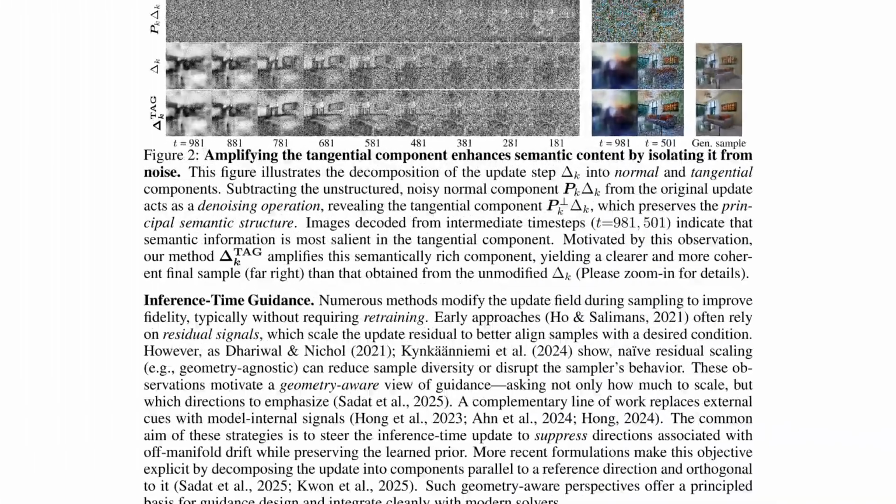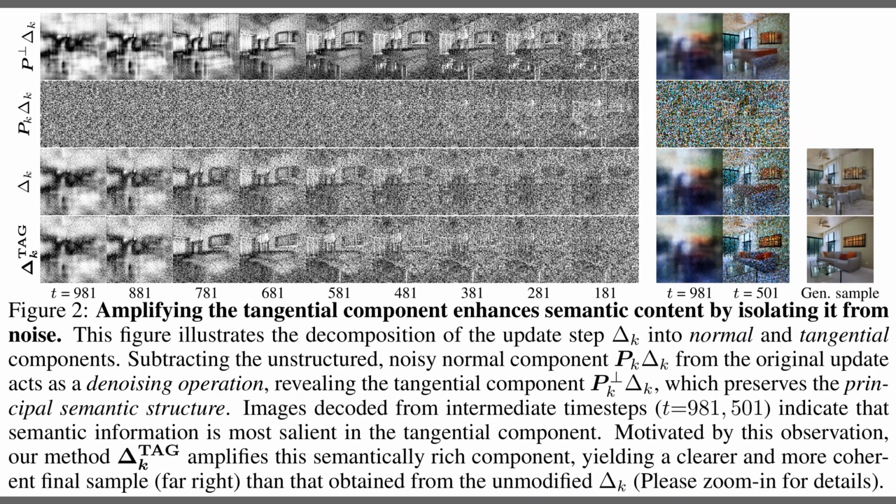So, Figure 1 showed TAG bending trajectories toward high probability regions. Figure 2 shows that boosting the tangential direction extracts structure while suppressing noise. The tangential component means the part of the update that moves along the data manifold, which preserves semantics like shapes and layouts. The left grid compares the raw update, its normal part, and the tangential part, where the tangential rows retain clearer scene details. On the right, decoded snapshots at late and mid time steps look sharper when the tangential component is amplified, producing a more coherent final image.